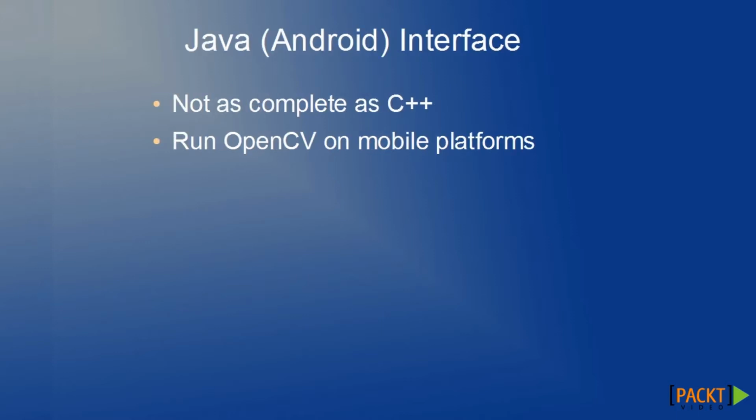Also, there's a Java interface, which is not as complete as the C++ one. And it's basically for running OpenCV on mobile platforms. That is the main objective of this interface, at least for now. So it's not as complete, so you shouldn't use this interface for normal desktop applications. But if you want to run OpenCV on mobile platforms, then this should be a good interface. That's it. So now you know all the existing interfaces and which one you should use depending on your specific project.